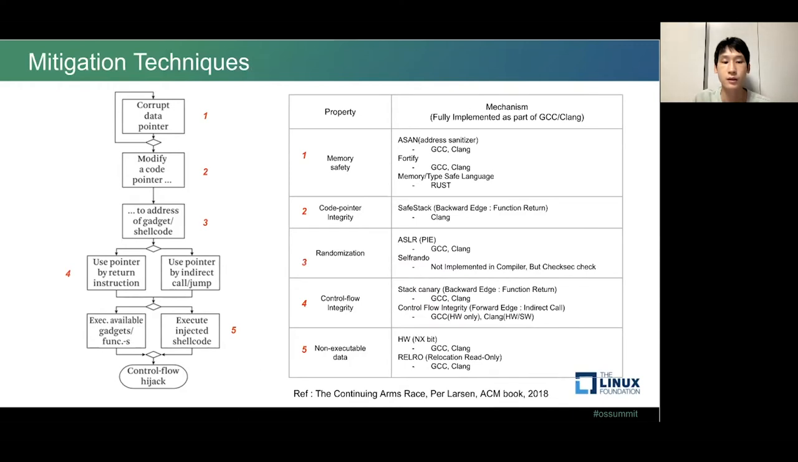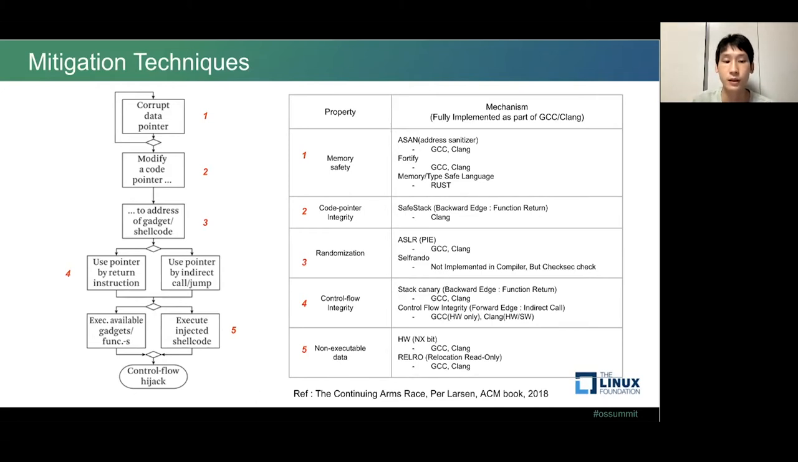In this page, you can see some protection mechanisms against control flow hijacking attacks. There are many research and techniques, but we only choose mechanisms fully implemented as part of GCC or Clang. First is memory safety for preventing corruption of the data pointer. AddressSanitizer is used for memory safety testing, the fortify option makes code more secure, or we can develop system programming with a memory-safe language like Rust.